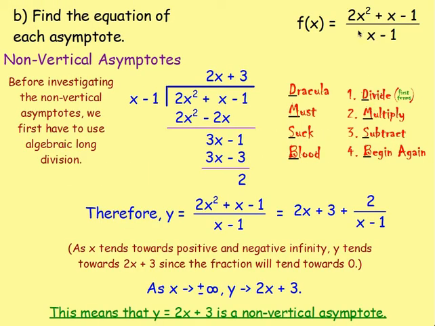For your non-vertical asymptotes, because the degree of the numerator is bigger than that of the denominator, you know it's improper, so you have to use your algebraic long division. Dracula must suck blood.